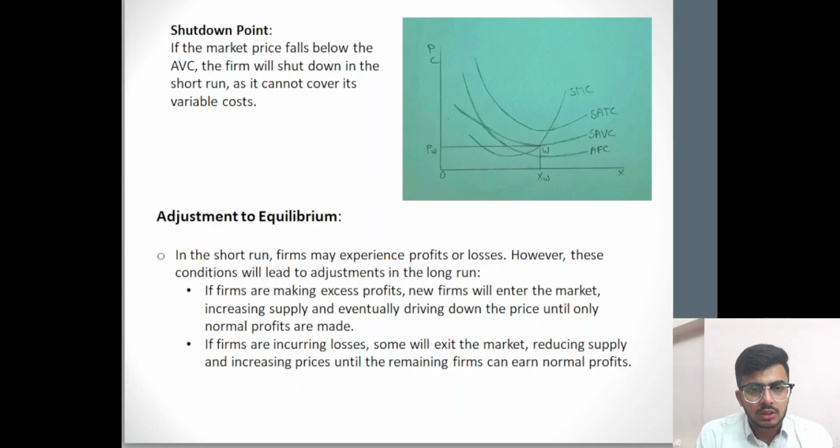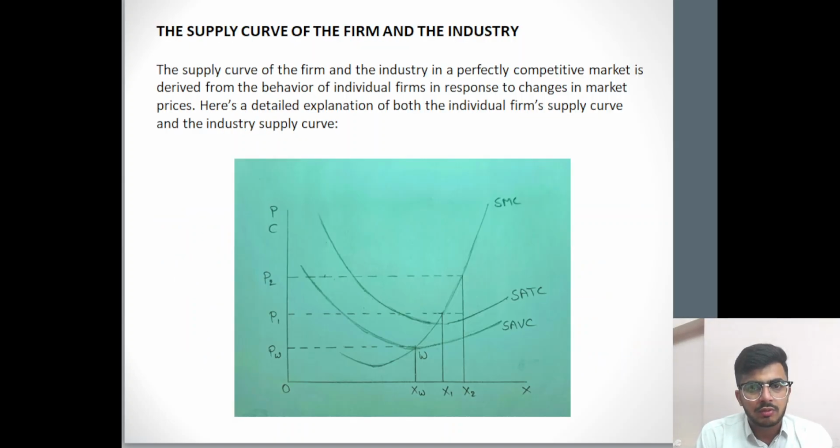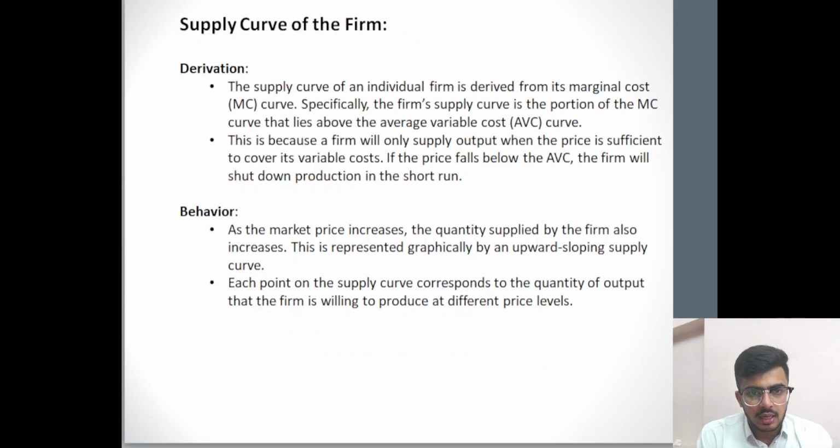Now, this is the supply curve of the firm and the industry. The firm's supply curve derives from the marginal cost curve above average variable cost. The industry supply curve is the horizontal summation of all firms' supply curves. So this is the diagram which shows the supply curve of the firm and industry as well.